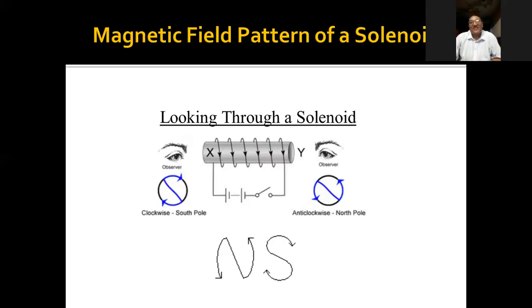So this is the second method of telling, if you have a solenoid and you don't know the direction of the current, by using this method you can tell whether the right end, for example, is a north pole or a south pole. So this is another way of deciding on the polarity of the ends of a solenoid. I hope that this is clear to you.